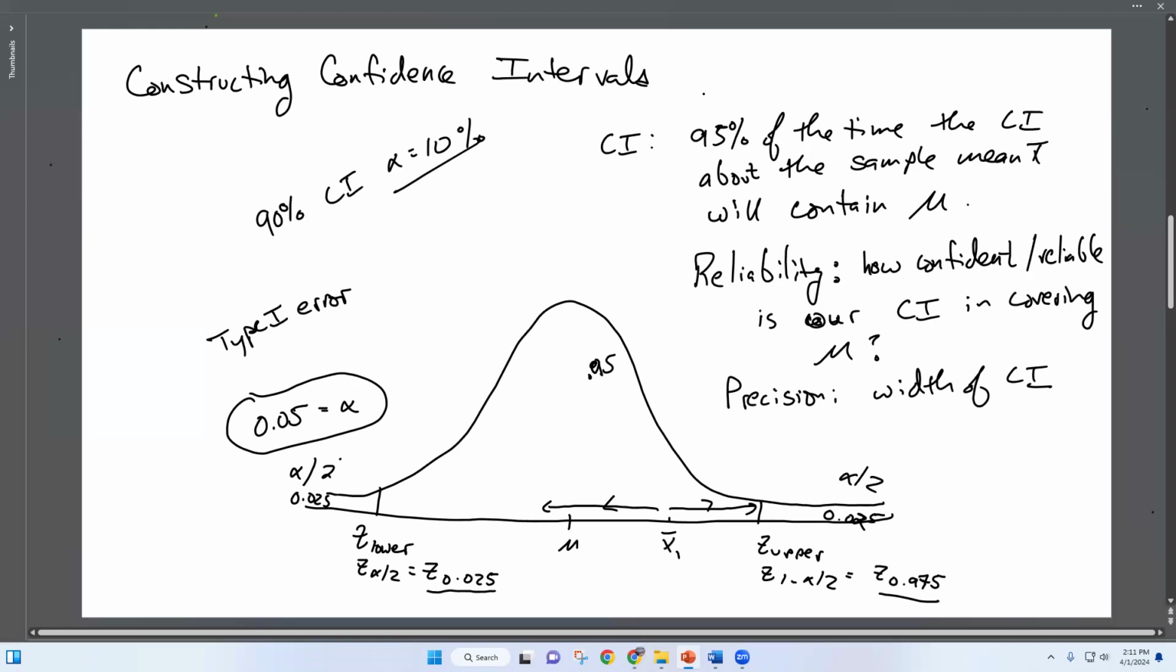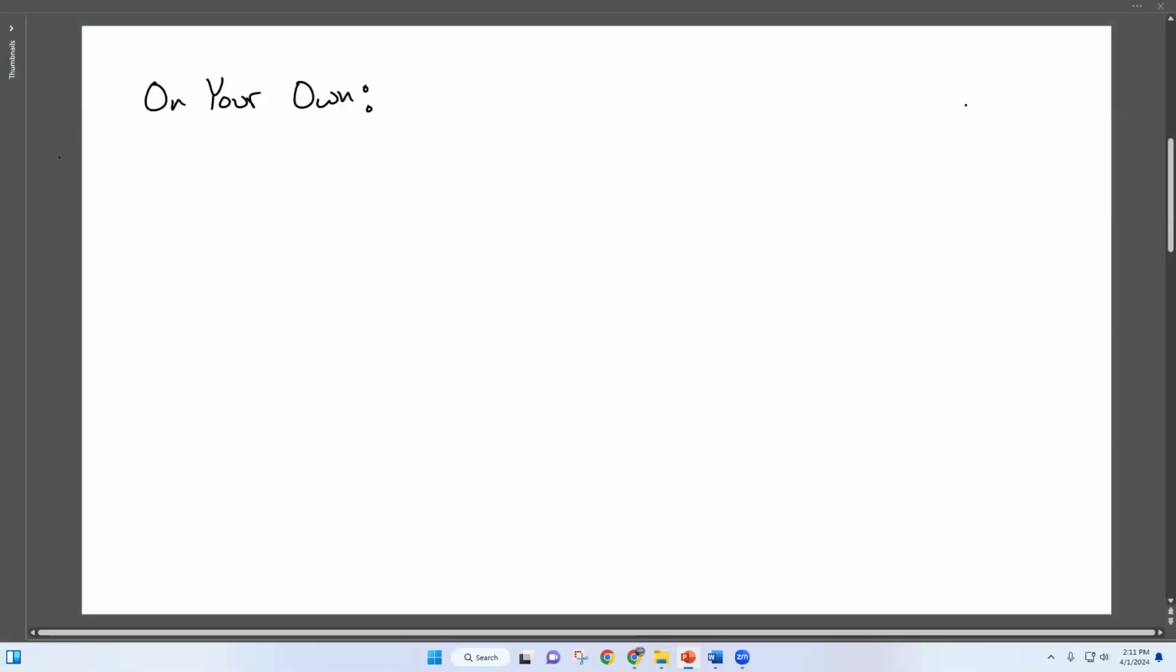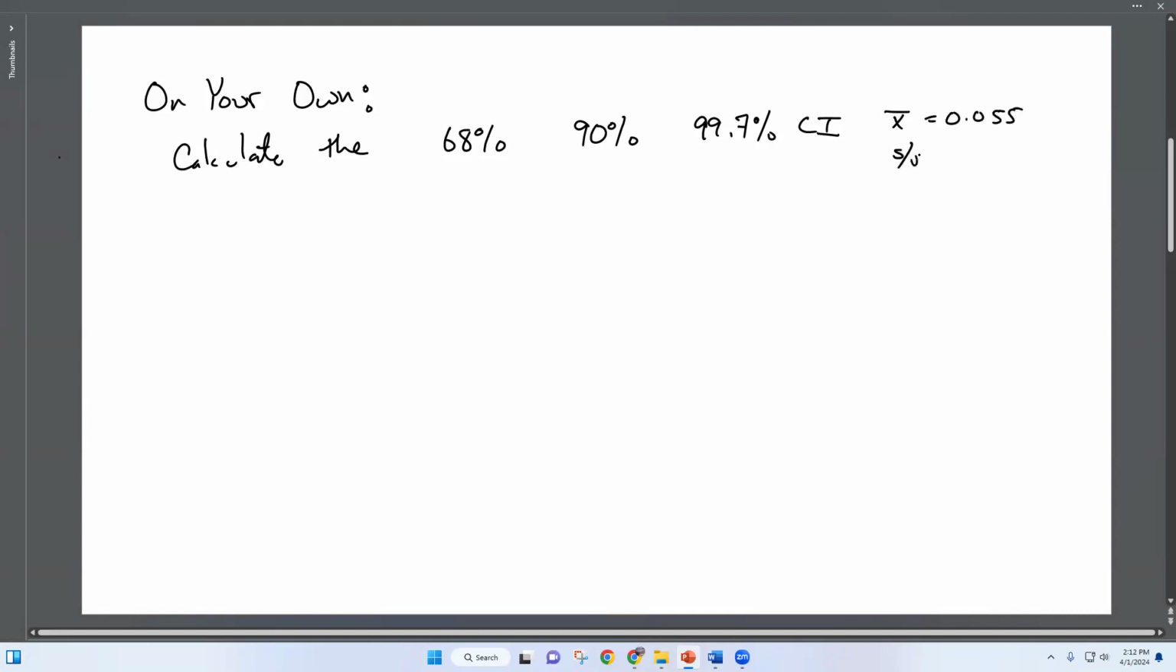Now on your own, I want you to do a calculation. I want you to calculate the 68%, 90%, and 99.7% confidence interval for our sample mean. And remember that sample mean was 0.055, and then our standard error was 0.002 for permeability. So pause here and go ahead and calculate that.